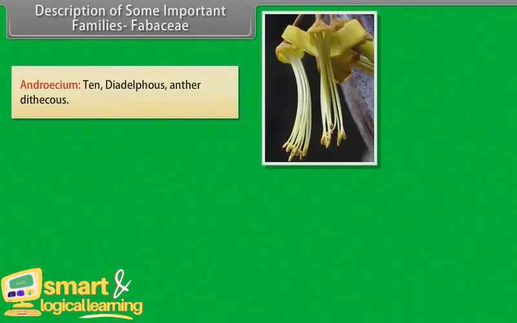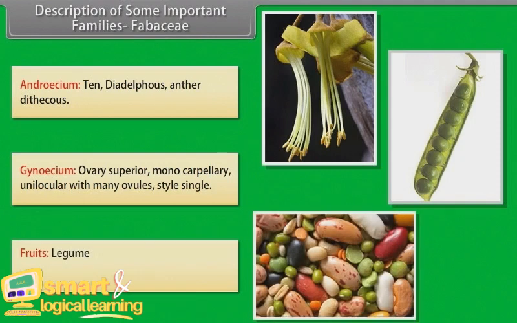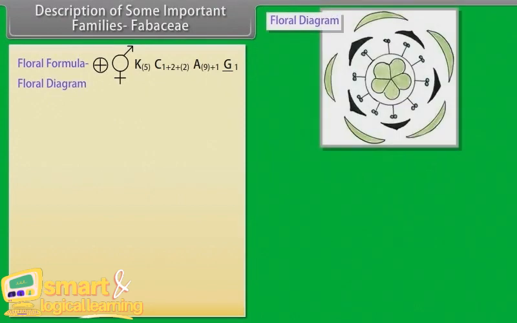Androecium 10, diadelphous, anther dithecous. Gynoecium, ovary superior, monocarpellary, unilocular with many ovules, style single. Fruit, legume. Seed one to many, non-endospermic. Floral formula is shown, and this is the floral diagram.